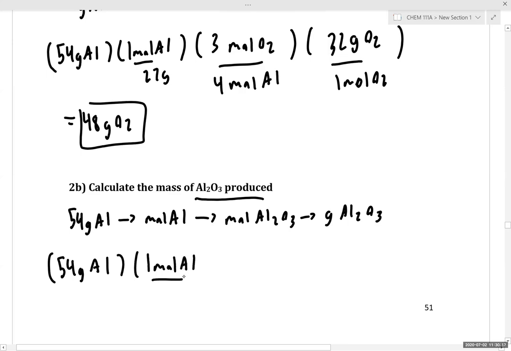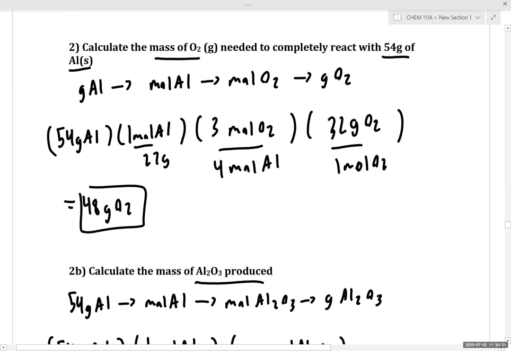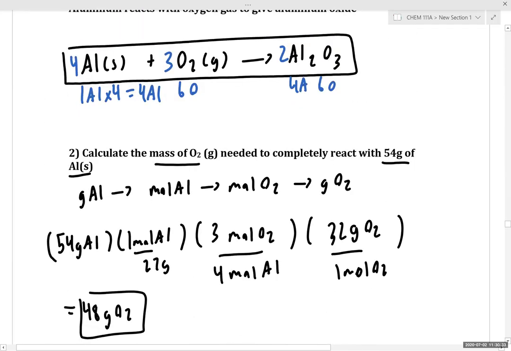In 1 mole of aluminum, we have 27 grams. My question to all of you is, how many moles of aluminum oxide do we have per mole of aluminum? What's our mole to mole ratio of aluminum oxide to aluminum? What's our mole to mole ratio?